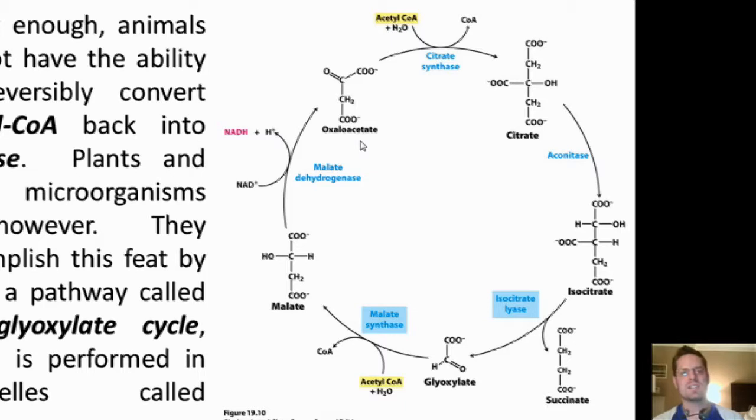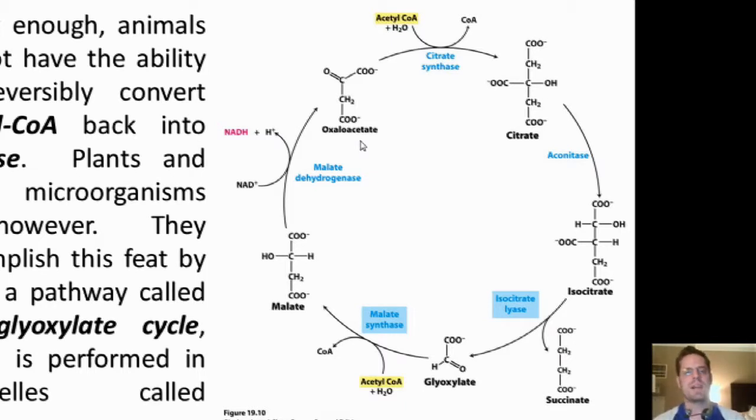The oxaloacetate can then be siphoned through gluconeogenesis to make glucose. Gluconeogenesis is not shown here, of course. So once again, the purpose of the glyoxylate cycle is to allow plants and some microorganisms to take acetyl-CoA that they obtain from fats instead of from glycolysis and use it to make a net increase of oxaloacetate, which can then be siphoned through gluconeogenesis to make a net increase of glucose.